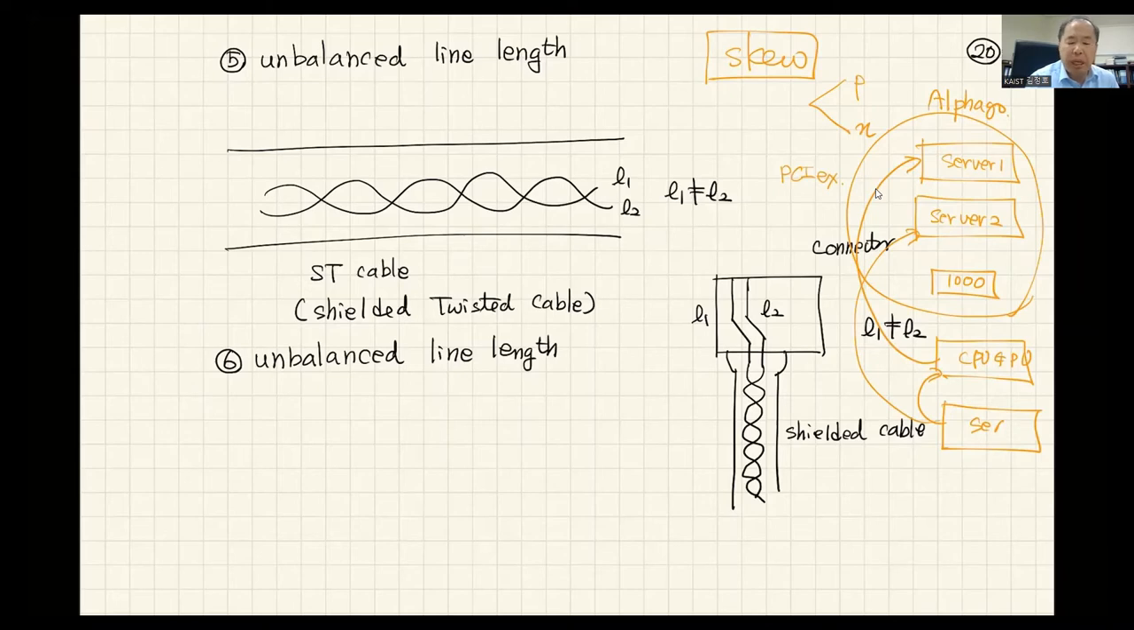PCI Express can use copper cables or optical cables. Optical cable is suitable for very high frequencies, but we have to convert the electrical signal to an optical signal. At the receiver side, we also have to convert the optical signal to an electrical signal. In order to do that, we have to have a very good background of optical devices such as photodetector and laser diode. At the same time, we have to know CMOS-based driver circuits as well as interconnections. And one of my former students is now working in Silicon Valley, and he's responsible for these optical interconnections.